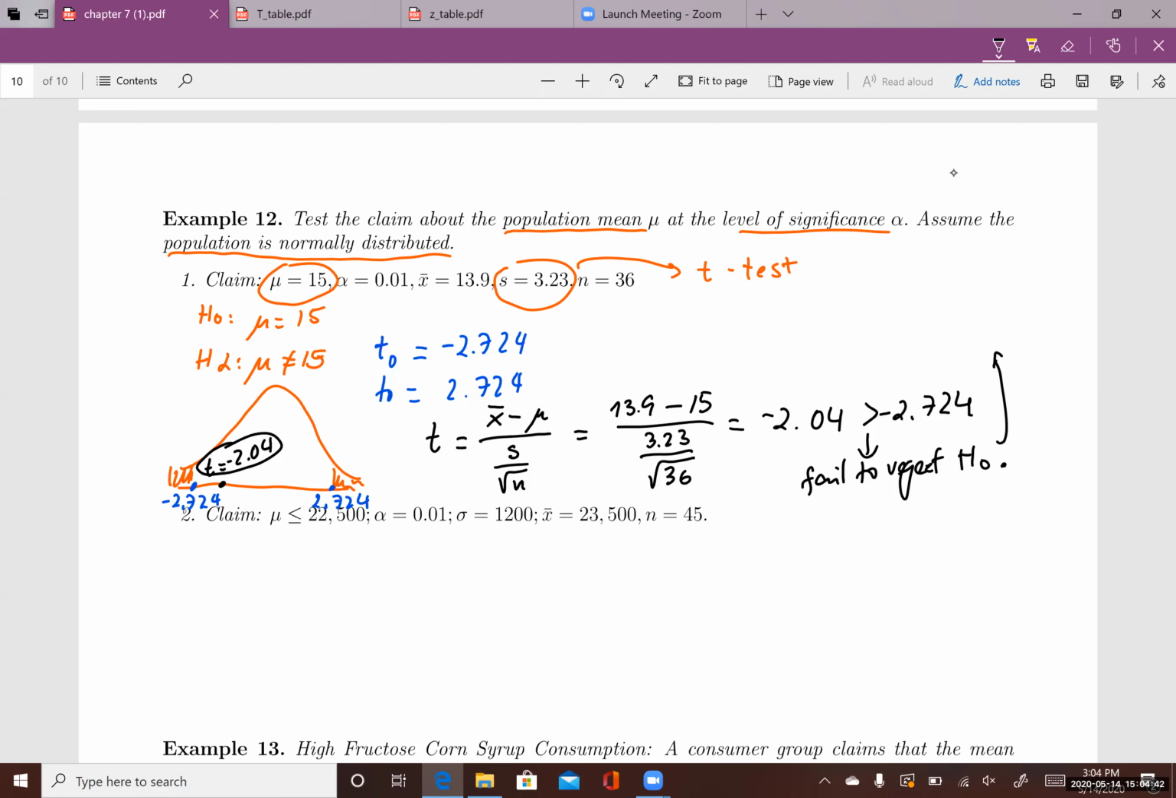At the level of significance 0.01, you can write at alpha equals 0.01, there's not enough evidence to reject the claim, right? You fail to reject the null, and the null is the claim, so you fail to reject the claim. So that means you do not have enough evidence to reject the claim.